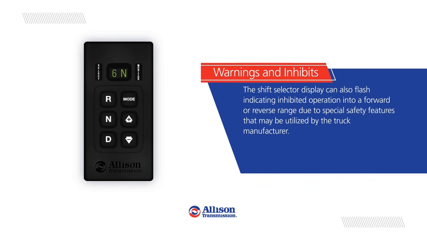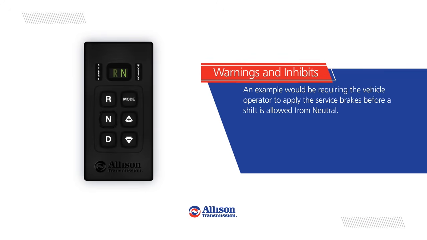The shift selector display can also flash, indicating inhibited operation into a forward or reverse range due to special safety features that may be utilized by the truck manufacturer. An example would be requiring the vehicle operator to apply the service brakes before a shift is allowed from neutral.